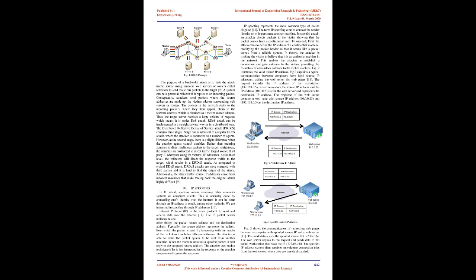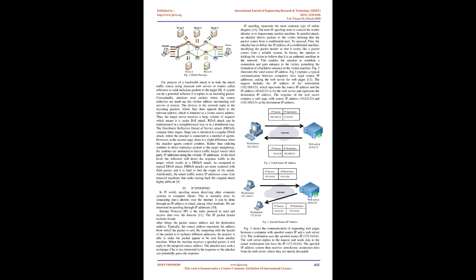The term IP spoofing aims to conceal the sender's identity or to impersonate another machine. In a spoofed attack, an attacker directs packets to the victim showing that the packet comes from a confidential user. To succeed, first, the attacker has to define the IP address of a confidential machine, modifying the packet headers so that it seems like the packet comes from a reliable system. In theory, the attacker is tricking the victim to believe that it is an authentic machine in the network. This enables the attacker to establish a connection and gain entrance to the victim, permitting the formation of a backdoor entrance to the victim machine.